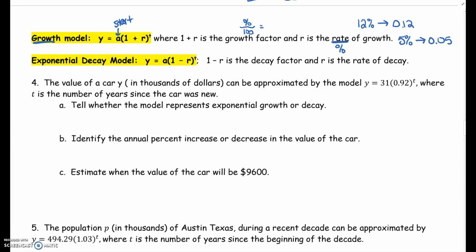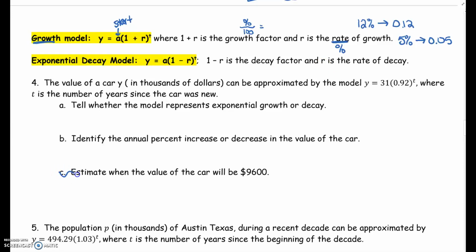The decay model is honestly exactly the same as the growth model. The only difference is it says 1 minus r. Same thing, r is the percent for the decay, a is your starting value.